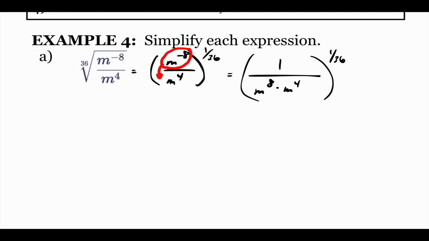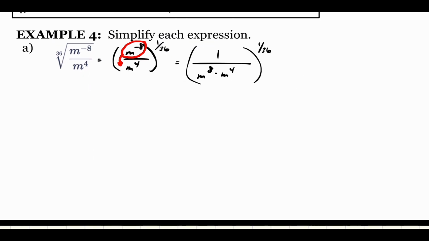Inside the parentheses, what do I do with the powers on the bottom? Add, subtract, multiply, or divide. Yeah, they're on the same level. Same level, add them. So I get m to the 12th power.